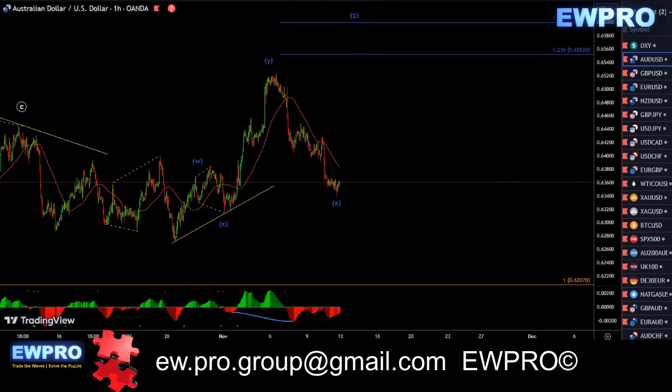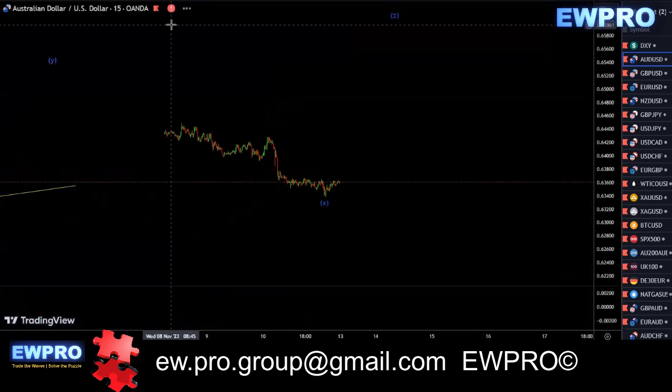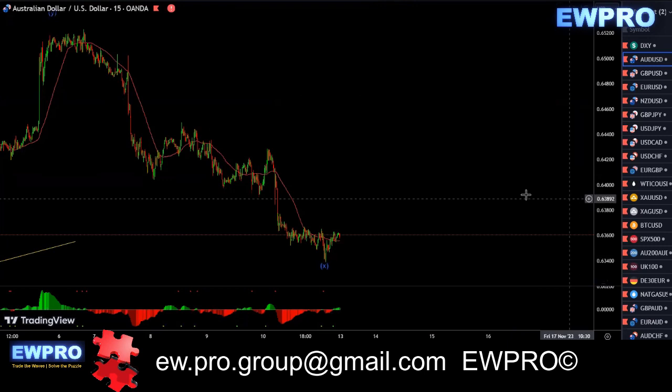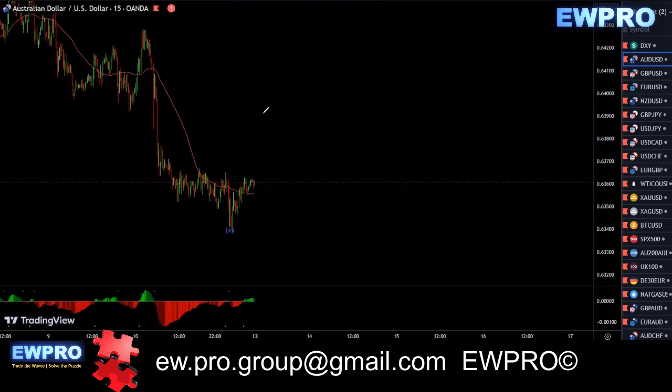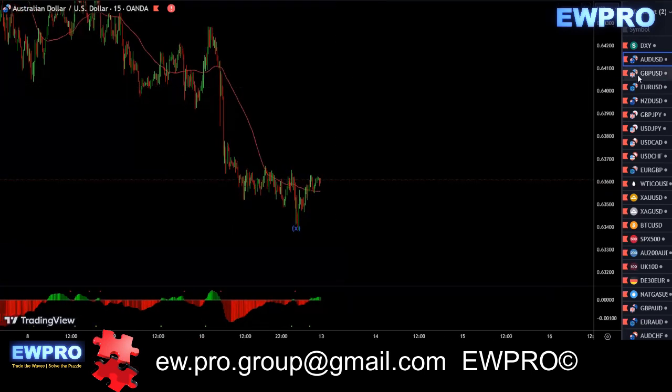So if you go down to the lower time frames, you may get a buy setup to buy this. You'd want a nice impulse up in here, a flag or a correction, and then you could look for the buy for that wave Z up with the bull hidden.